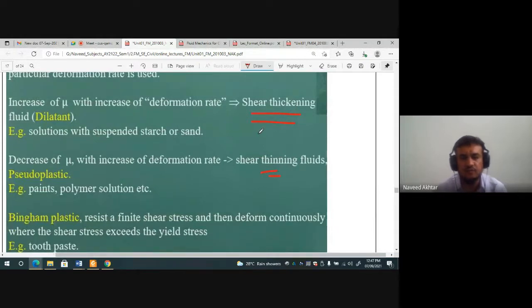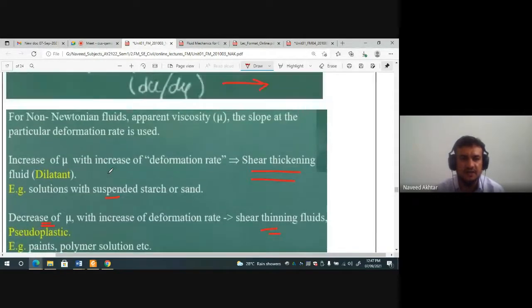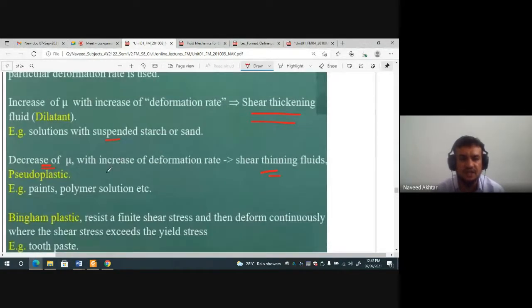Shear thickening is when we need more force for the shear deformation afterward, like a solution with suspended starch or sand. In case of shear thinning, the dynamic viscosity mu decreases at the later stage with increase of deformation rate. That is the shear thinning fluid, and we need less force for the same rate of deformation. The examples are paint and polymer, which we have already seen.